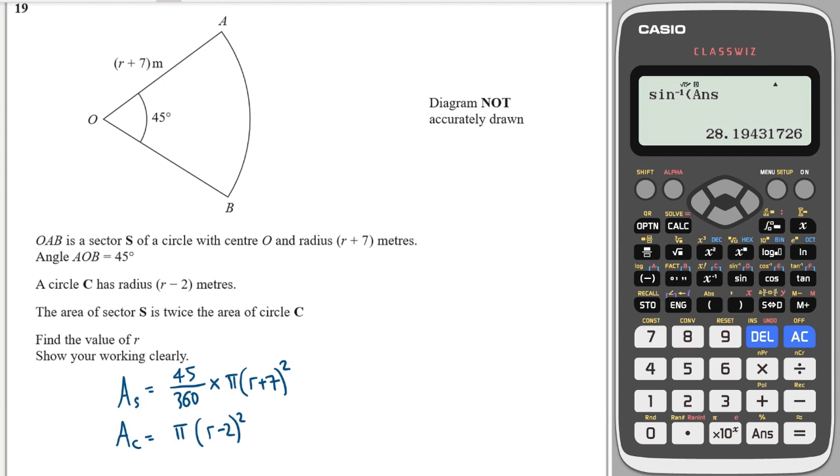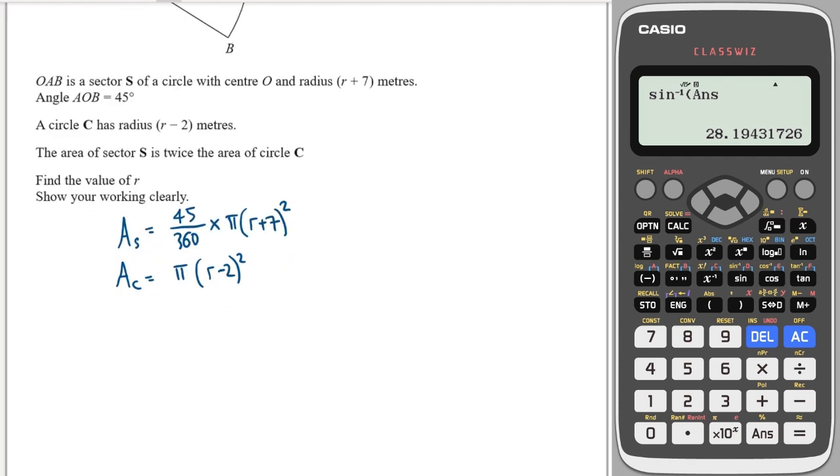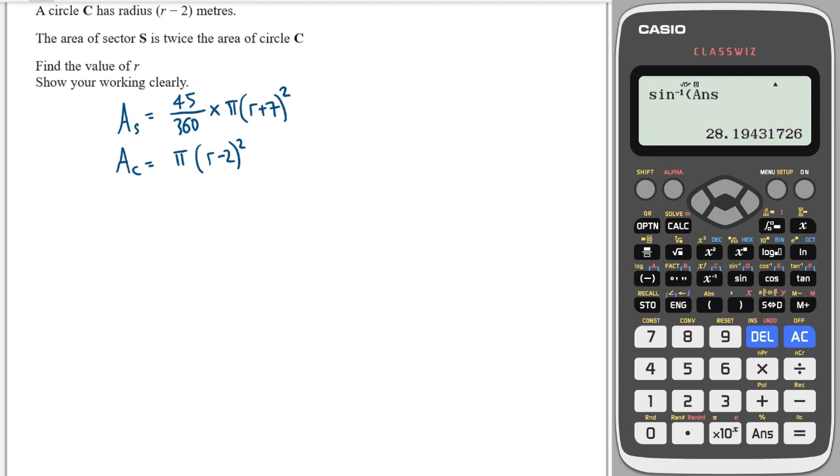Now it says that the area of the sector is twice the area of the circle. Now a lot of students get this wrong when we have a statement like this. If the area of the sector is twice the area of the circle, then I have to multiply the area of the circle by 2 in order to make them equal. Because the circle is the smaller one, so I need to multiply that by 2 in order to make them equal. So we write out our equation like this.